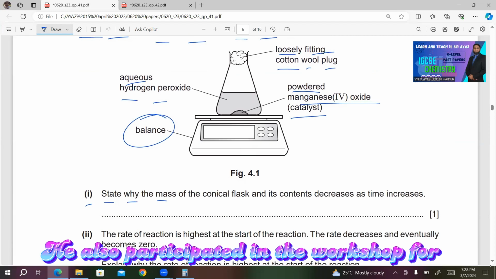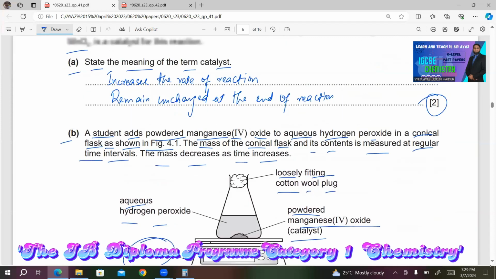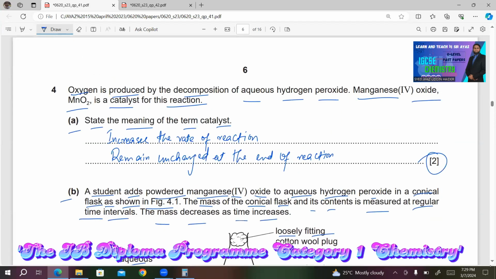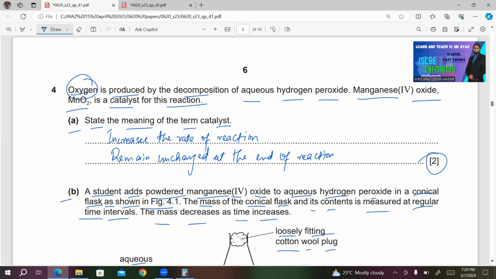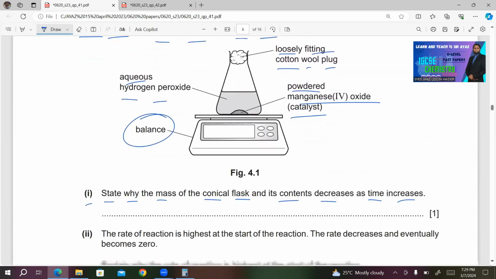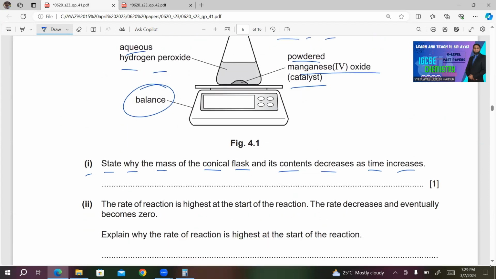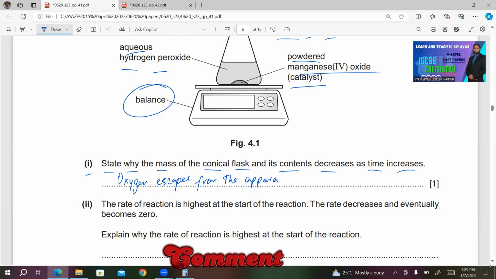1. State why the mass of the conical flask and its contents decreases as time increases. If you look at the reaction, what is happening? You have oxygen produced during the decomposition of H2O2. When H2O2 decomposes, it produces oxygen gas. It's a gas, so oxygen escapes from the apparatus, or you can name the apparatus, that is the conical flask.